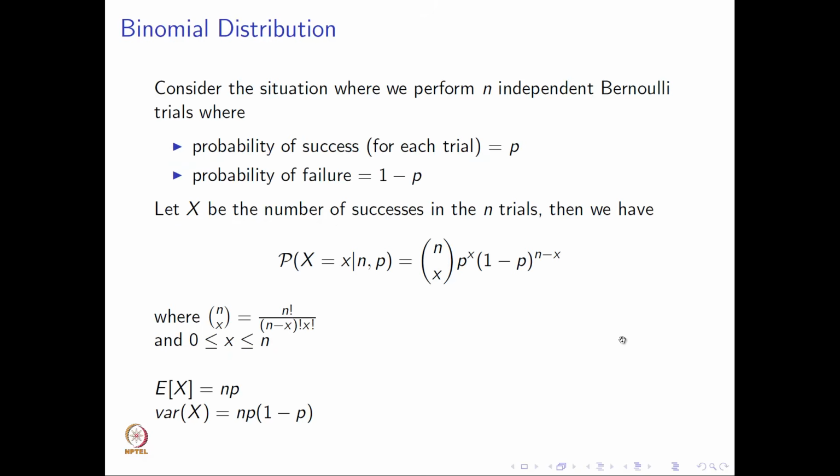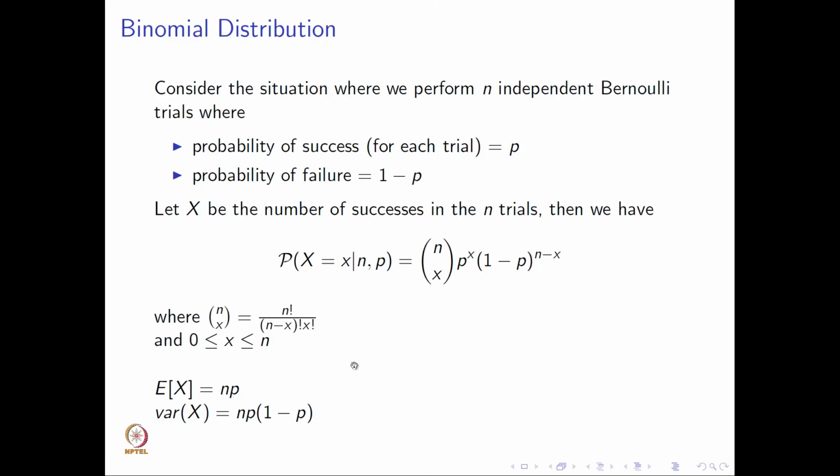Next, we look at the binomial distribution. Consider the situation where we perform n independent Bernoulli trials where the probability of success for each trial equals p and the probability of failure for each trial equals 1 minus p. Let x be the random variable which represents the number of successes in the n trials. Then we have the probability that the random variable x will take on a specific value of small x given the parameters n and p equals n choose x, that is the number of combinations of observing x successes in n trials, into p raised to the power x into 1 minus p raised to the power n minus x.